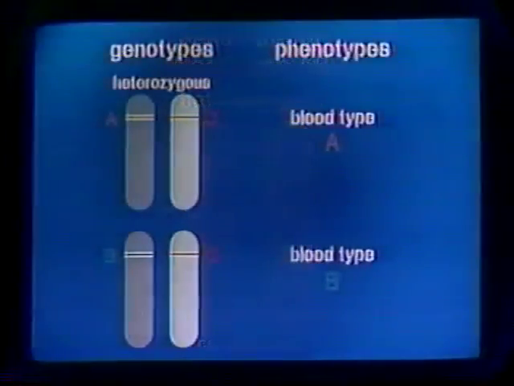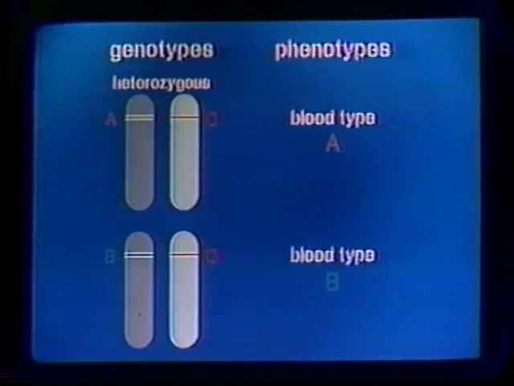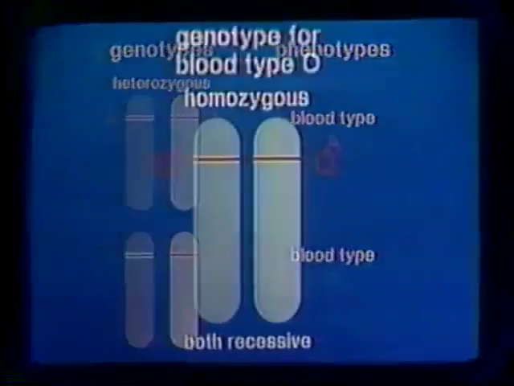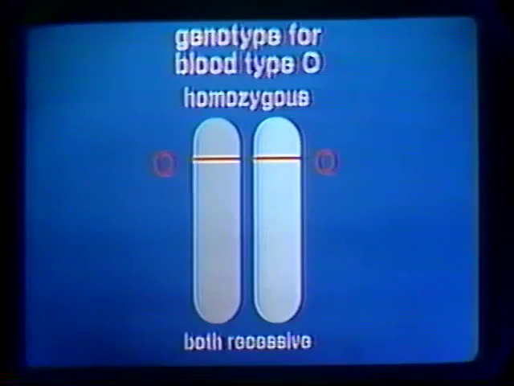However, since the A and B genes are both dominant and the O gene is recessive, the heterozygous genotype A plus O will produce as a phenotype type A blood. Likewise, the heterozygous genotype B plus O will produce type B blood. The genotype for type O blood must be homozygous and composed of a pair of O genes. That is, both genes must be recessive for the recessive phenotype to appear.